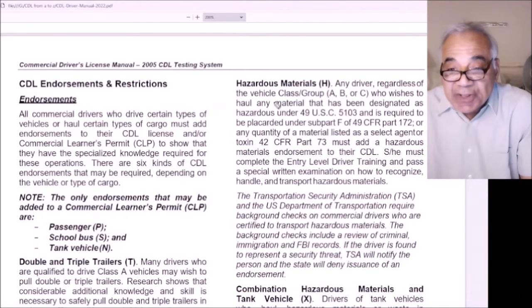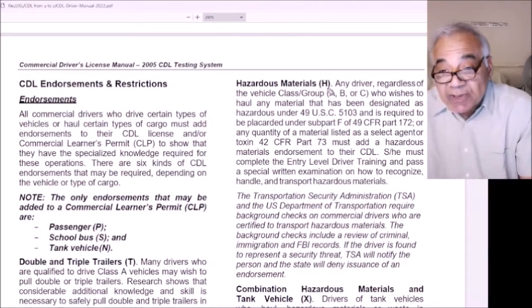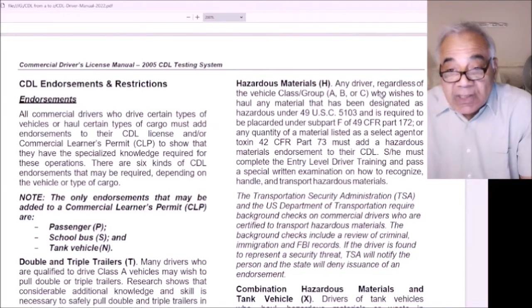Now, the hazardous material, or the H endorsement, you only do that if you are required to. I did not have it for so long until I got a job that required me to transport hazardous material. And you have to read the chapter on hazardous material, go to the state and get the test, and have the background check. Who does it? The Transportation Security Administration.